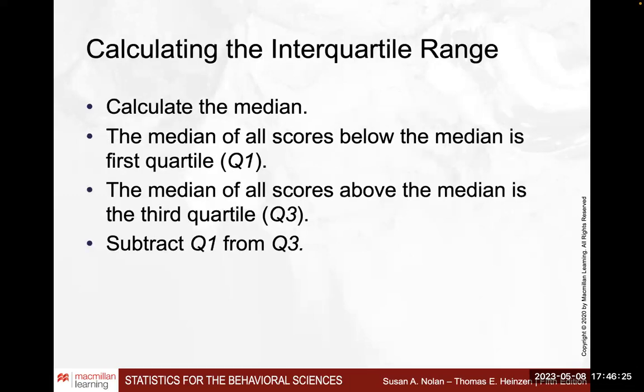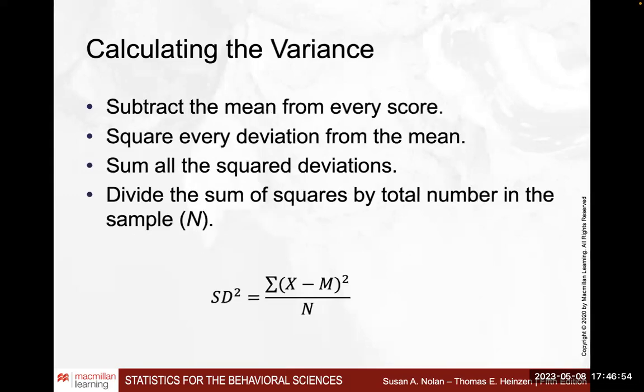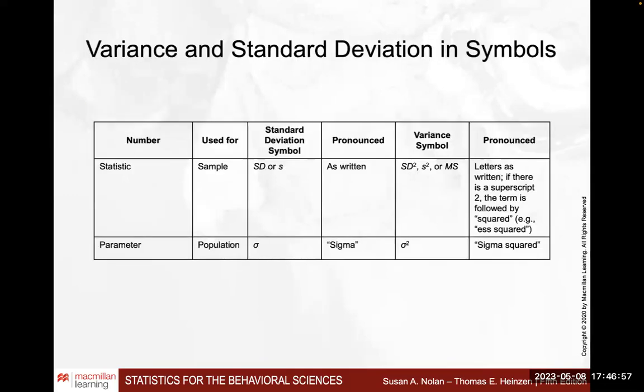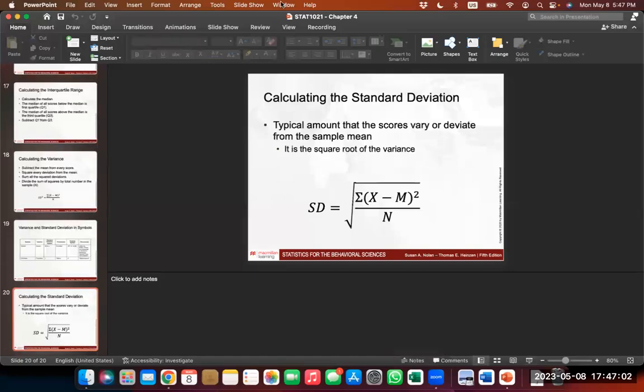Q1, Q2, Q3, Q2 being the median. No, wrong. The median of all scores below the median is the first quarter, so that's Q1. Then we have Q2, that's the median. Then we have Q3, that's the median of all the data points above the median. So that's like splitting the upper half in half. That's Q3. Now with variance, we did that quite extensively. So that's central tendency and variability.